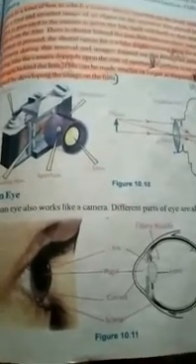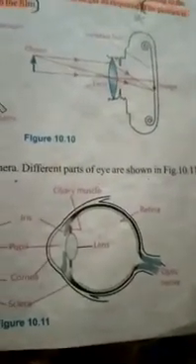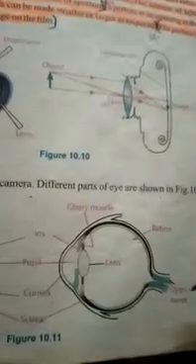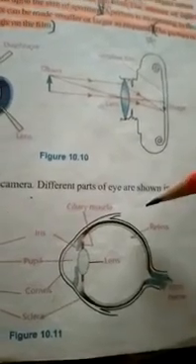And the next topic is human eye. The human eye, how it works, it basically works just like the camera. The different parts of eyes are shown in this diagram. Here you can see the optic nerve. This is the nerve that connects the eye to the brain.